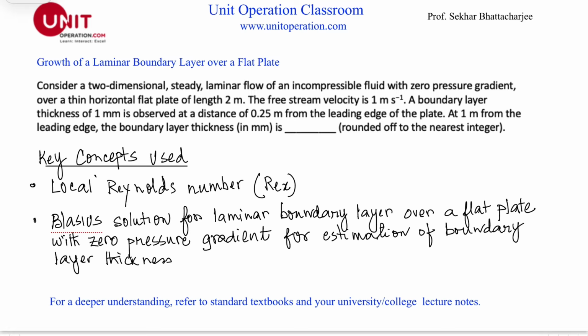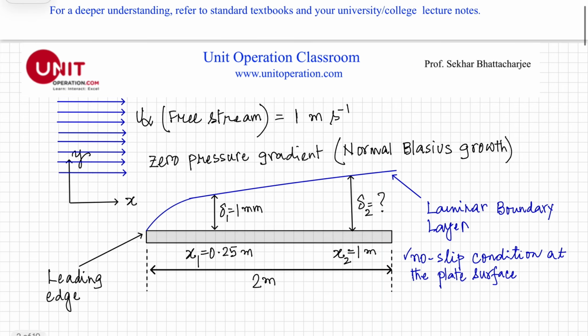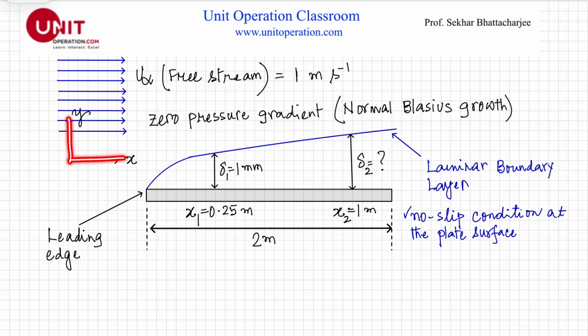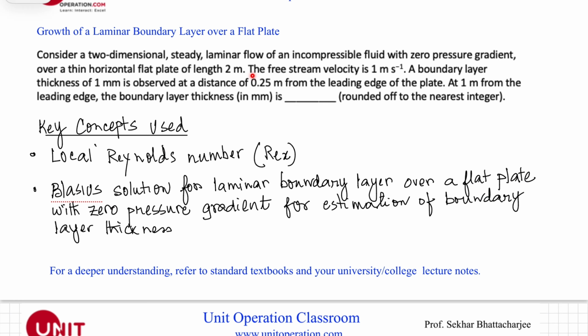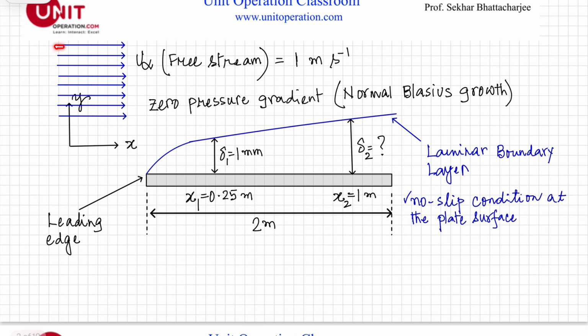It says, consider a two-dimensional steady laminar flow of an incompressible fluid, let's say water, with zero pressure gradient. We'll see what is zero pressure gradient over a thin horizontal flat plate of length 2 meter. So basically, this is my two-dimensional flow here, and here's my flat plate, and this length is 2 meter. Free stream velocity is 1 meter per second. So this is my free stream velocity, and this is a flat plate.